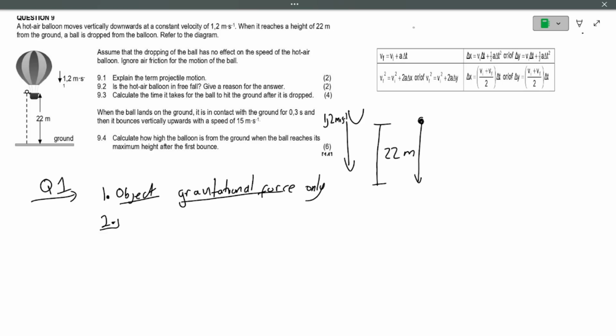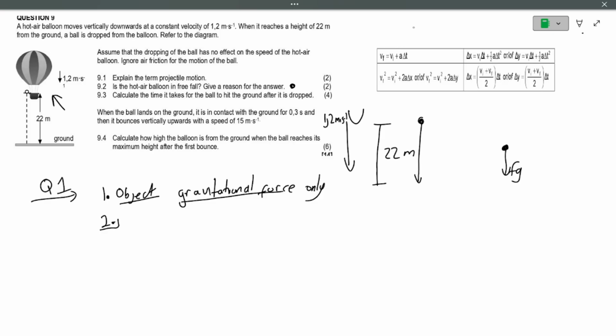And then they ask, is the hot air balloon in free fall? First we must know what free fall is. Free fall is the motion in which the only force acting on an object is gravitational force only. So let's take the definition and try to apply it to a hot air balloon. Is the only force acting on a hot air balloon gravity? For example, if we were to draw a free body diagram of a hot air balloon, will there be only the force of gravity going down?